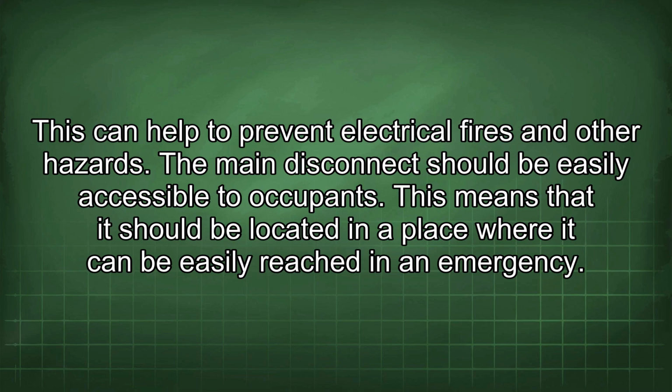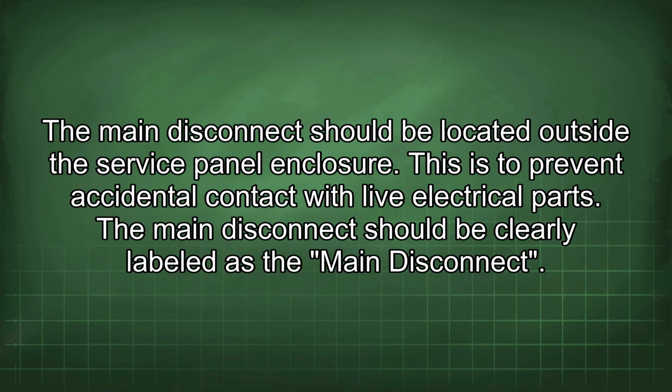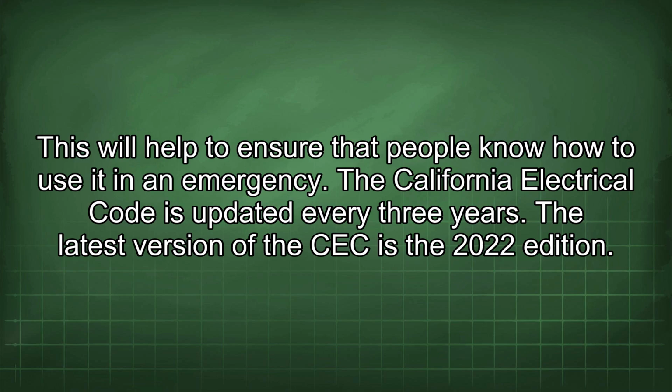The main disconnect should be easily accessible to occupants. This means that it should be located in a place where it can be easily reached in an emergency. The main disconnect should be located outside the service panel enclosure. This is to prevent accidental contact with live electrical parts. The main disconnect should be clearly labeled as the main disconnect. This will help to ensure that people know how to use it in an emergency.